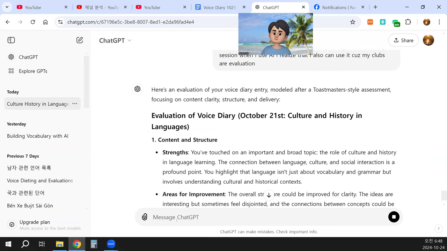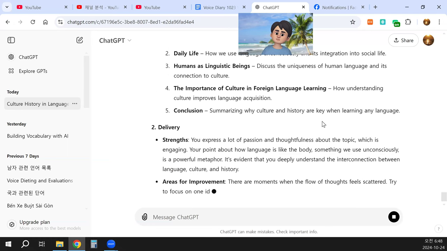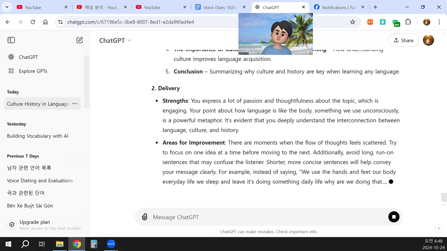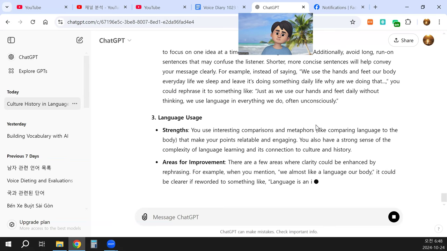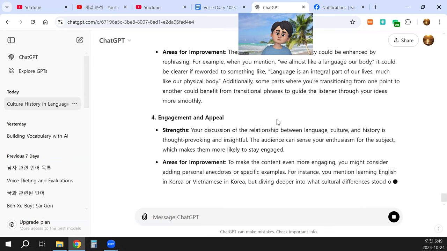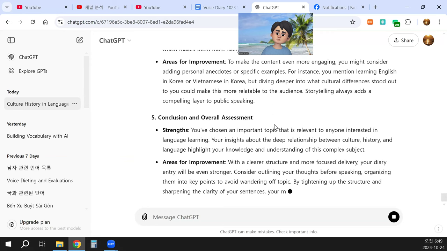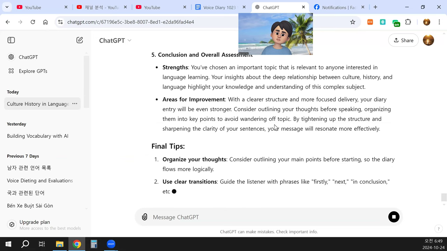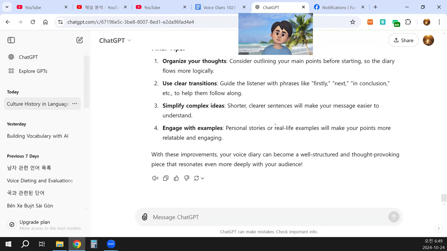Sentence structure, the pattern of this, is very important. Error improvement. Areas for improvement. Engage and appeal. Conclusion and overall assessment. Areas for improvement: clarity, organize your thoughts, use clear transitions, simplify complex ideas, engage with examples. That's good.